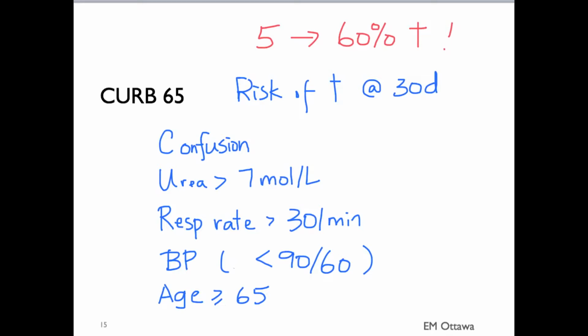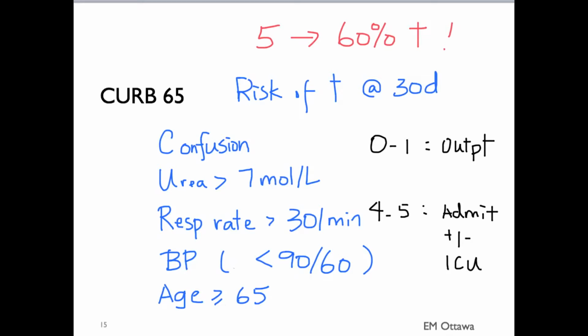For patients with a score of 0 to 1, they're usually treated as an outpatient. A patient with a score of 4 to 5 needs hospitalization. They might need the ICU. For those with a score of 2 to 3, they can consider a very short stay in the hospital unless they have very close follow-up as an outpatient.